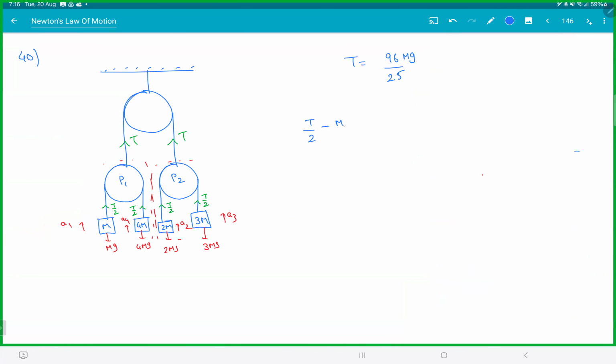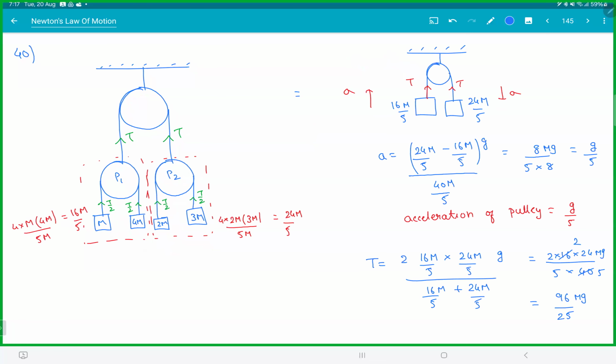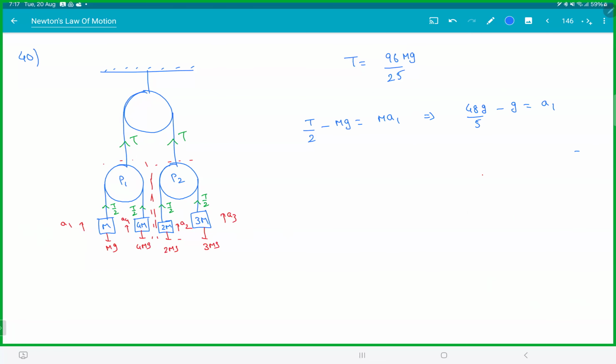T by 2 minus mg is equal to ma1. Take T, substitute here. You will end up with 96 mg by 5, times 1 by 2, which is 48 mg by 5. m will cancel. 48 g by 25 minus g is equal to a1. So how much is this? I'm getting a very... I've goofed up somewhere. This is 25. Yeah. How much is this? 48 minus 25, 23. 23g by 25.